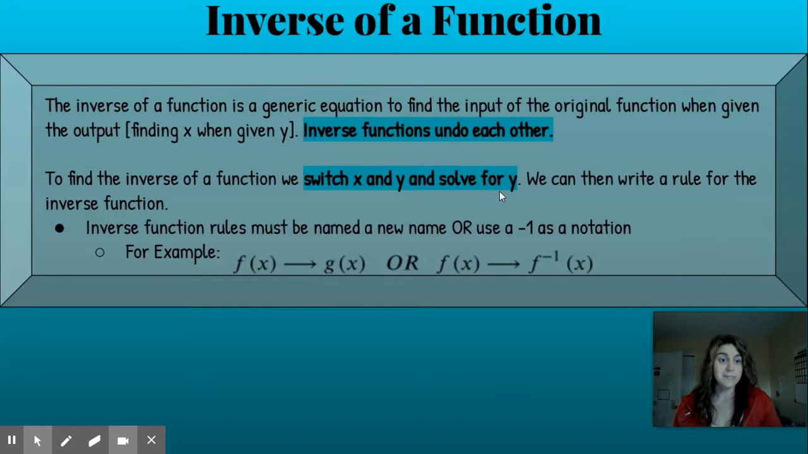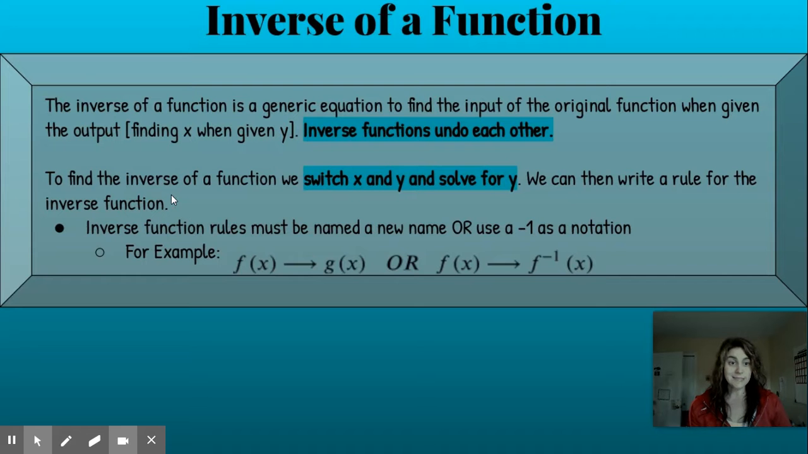So basically, what is an inverse? An inverse is a function that undoes each other. So in fancy words, it's a function of a generic equation where the input gives you an output, and then I can plug the output in and get the original input. Okay, so again, they just undo each other.